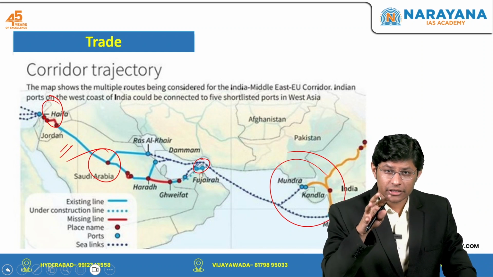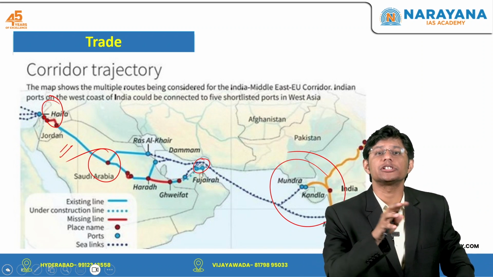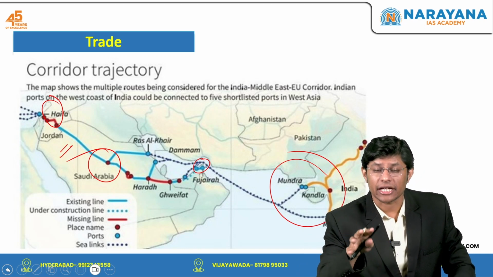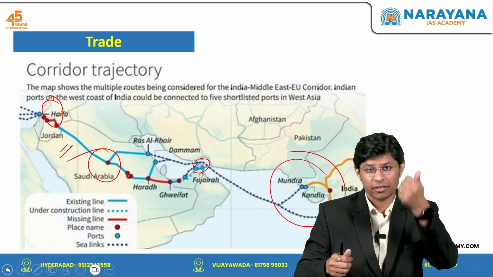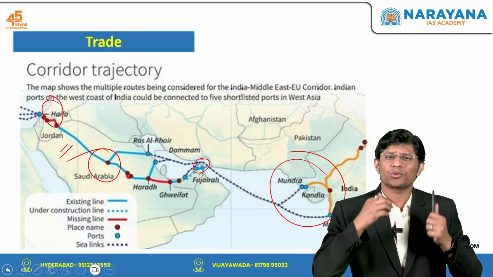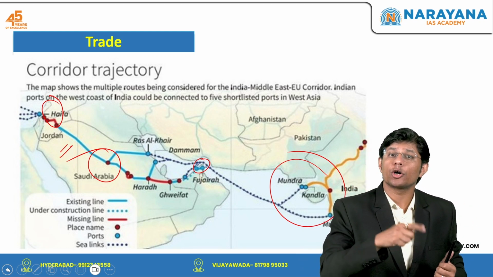The purpose is that it fosters economic integration across participating regions. And which are the participating regions? India, Middle East and Europe. What is the strategic positioning of this particular corridor?